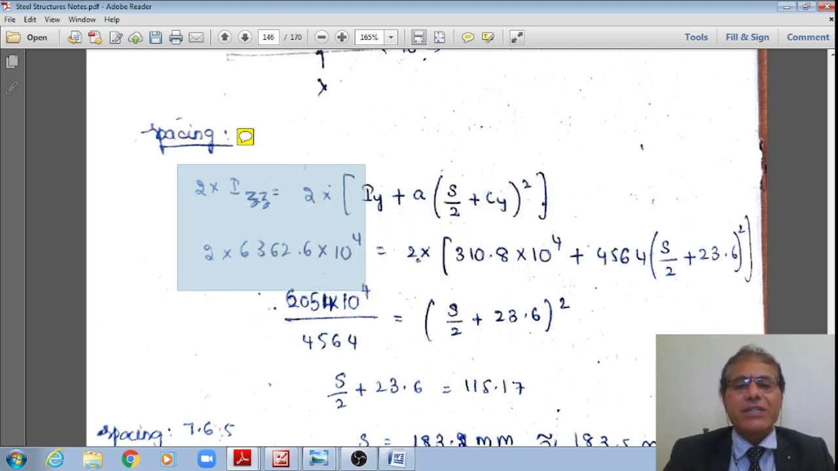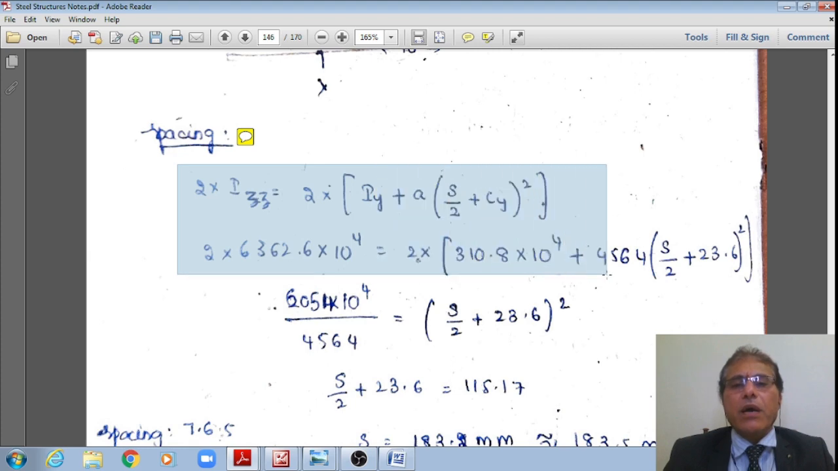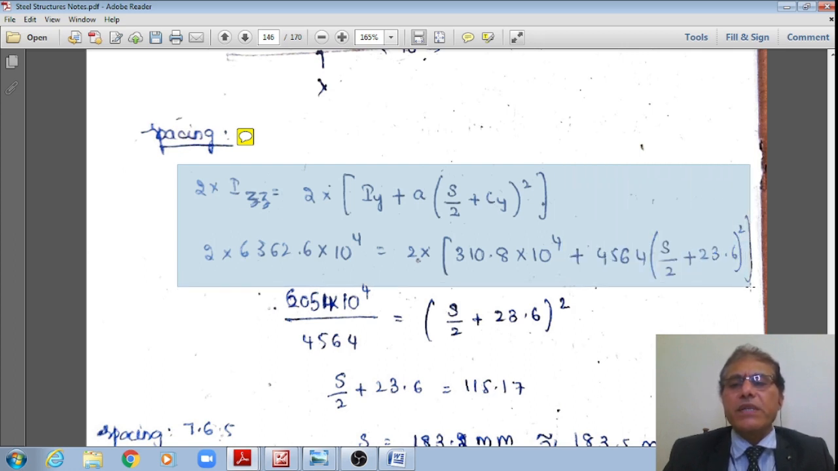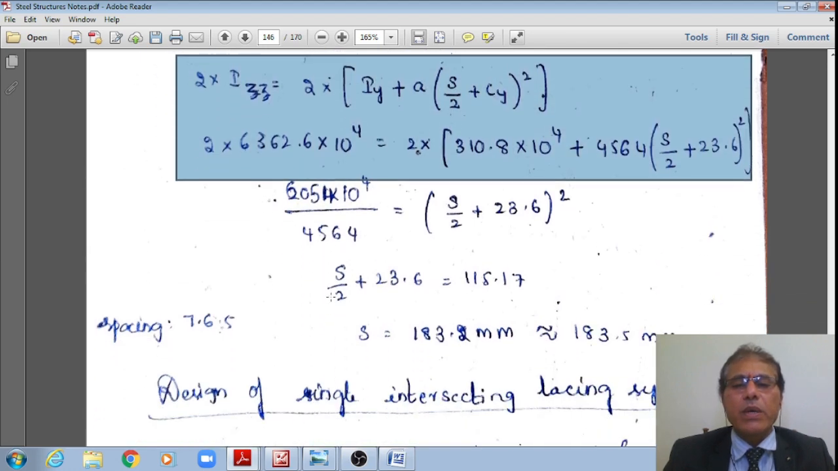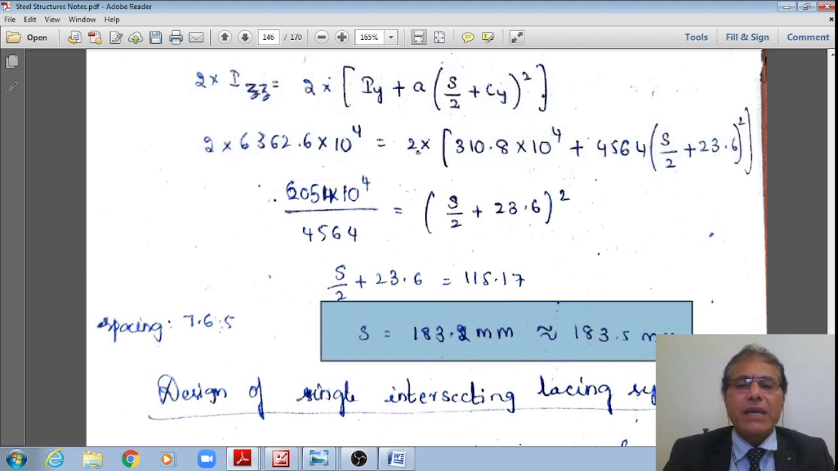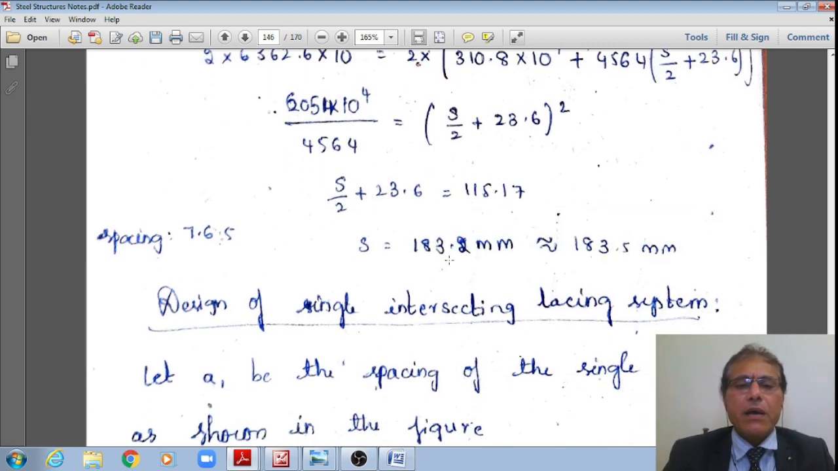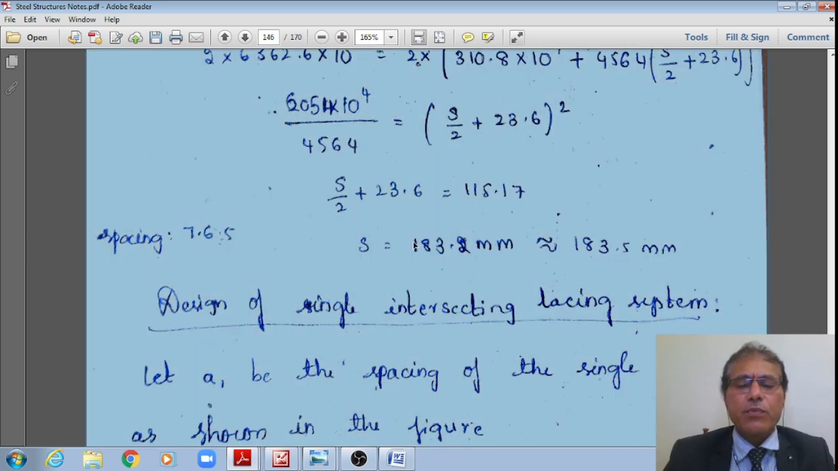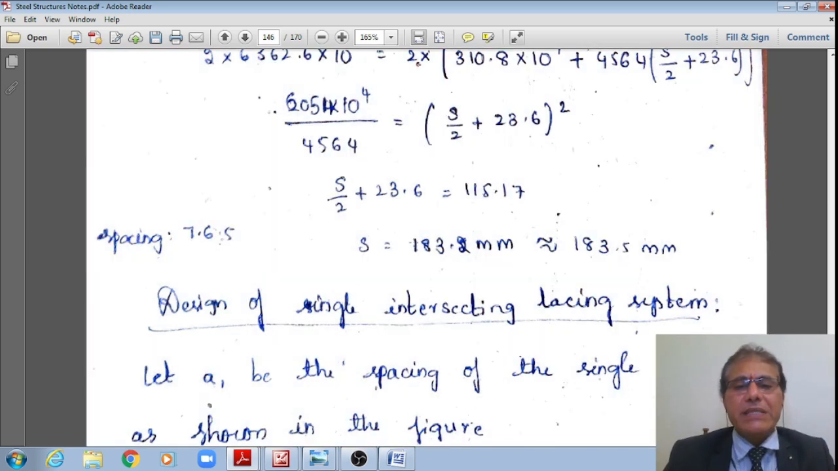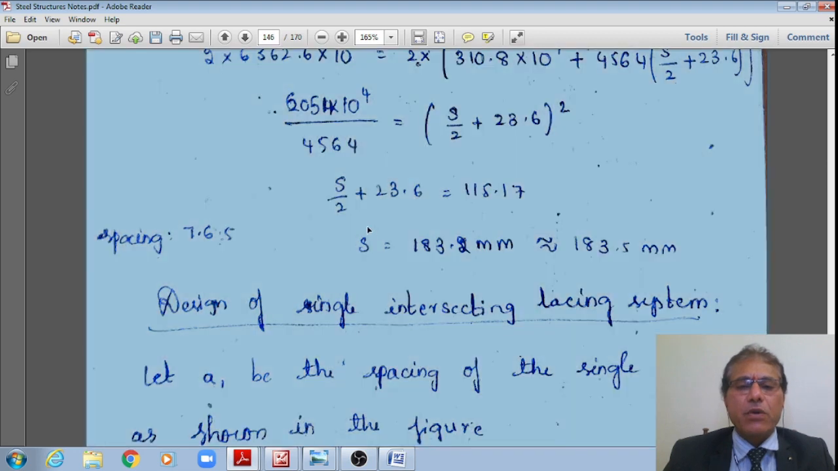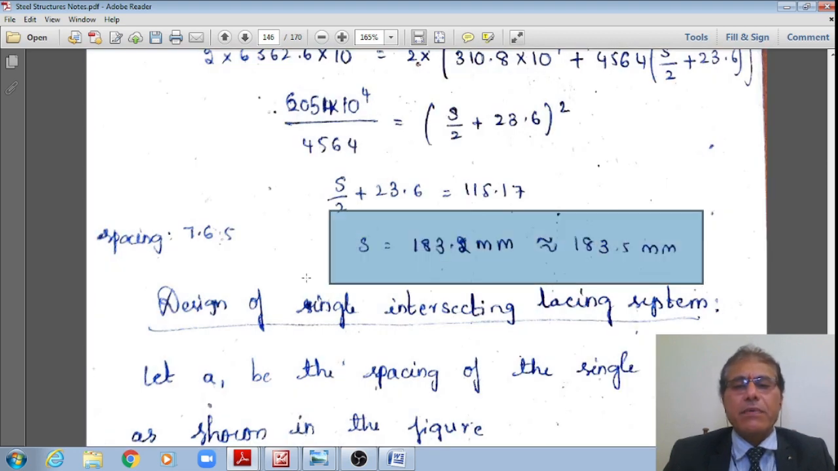Now substituting, 2 multiplied by 6362.6 into 10 to the power 4 is equal to 2 multiplied by IYY of each channel, 310.8 into 10 to the power 4, plus area of each channel, 4564, multiplied by S by 2 plus 23.6, whole square. Solving which, you will get the spacing between the channels as 183.2, or say 183.5. It should be not less than this. If you put less than this, then IYY is less than IZZ, which is not acceptable by the code.